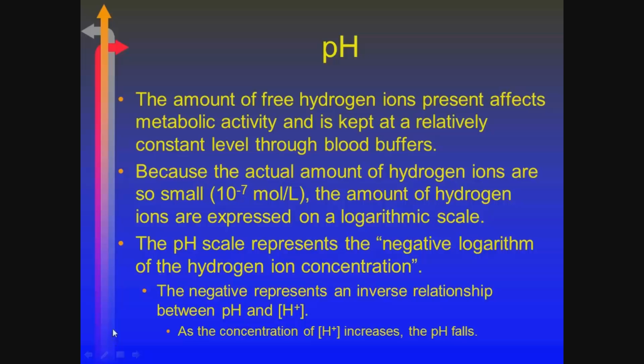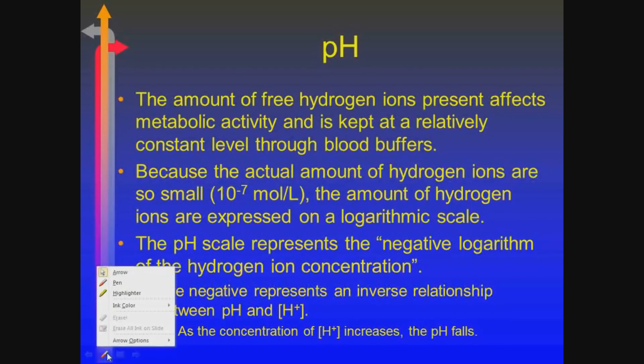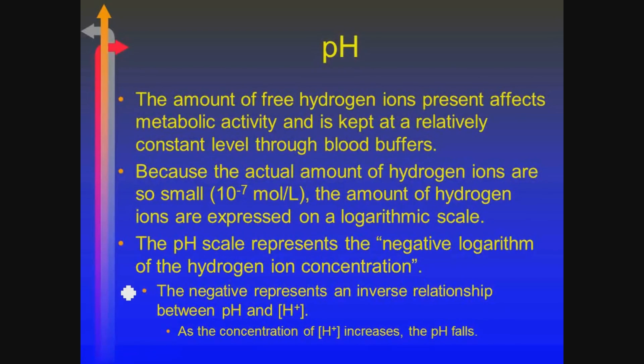Those free ions that are present, those hydrogen ions, are kept at a very relative value within the body. As we'll find in a few minutes, there's a couple different ways that the body regulates the amount of hydrogen ions that are present, but it's through some mechanism to buffer them. It ties them up. Okay? The actual amount of hydrogen ions is an extremely small number, 10 to the minus 7 mole per liter. So it's a negligible thing.